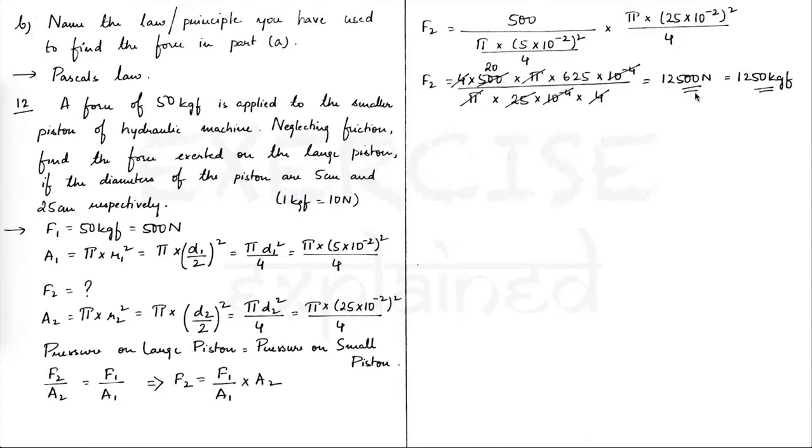Remember, 1 kgf is 10 newtons. So 1 newton will be 1 by 10 kgf. So we divide this by 10 and we get it as 1250 kgf.